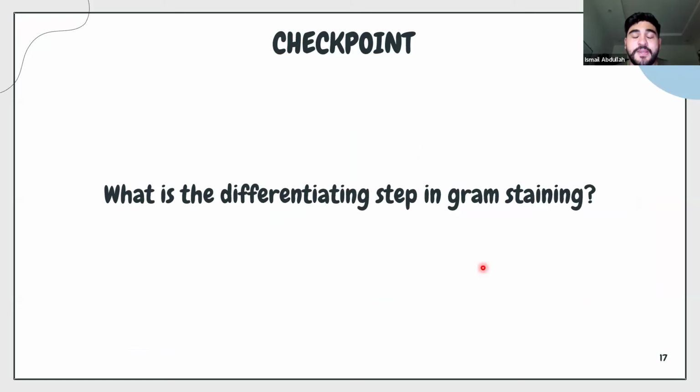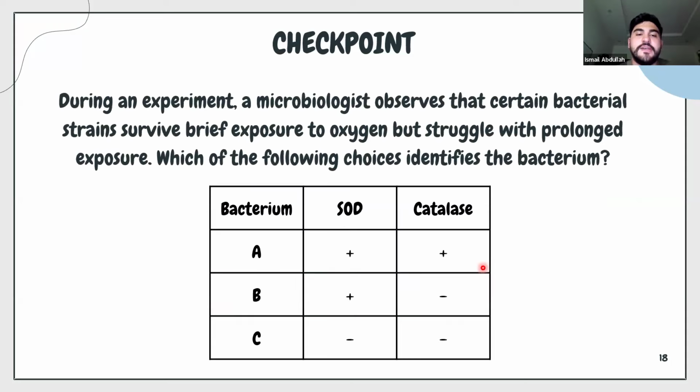And the differentiating step in gram staining? That would be alcohol. Very good, because this is the step where we decolorize.